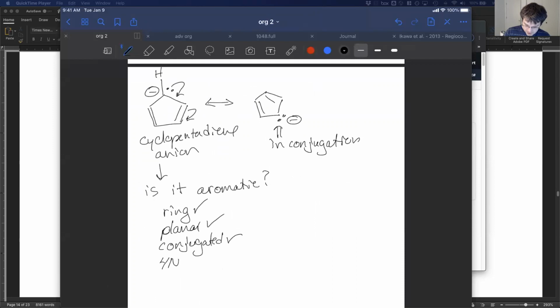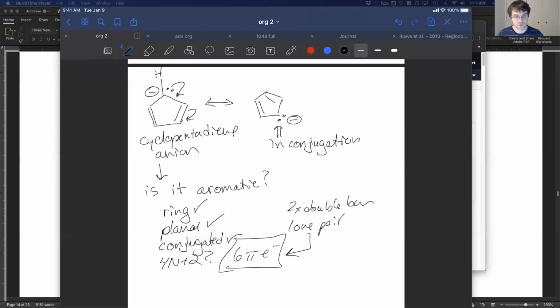And what about 4n plus 2? Well, it's got, again, 6 pi electrons, 2 from the lone pair, 2 from each of the double bonds. Six pi electrons, that follows the 4n plus 2 rule. We've done that a few times now. So yes, it's aromatic. Okay. All right, last example, and we'll call it a night.